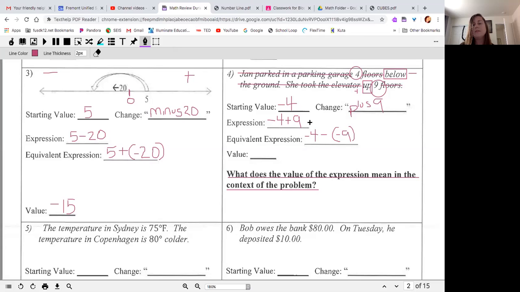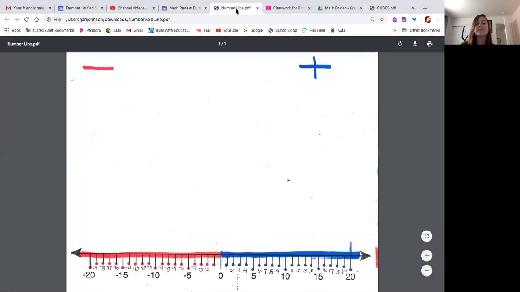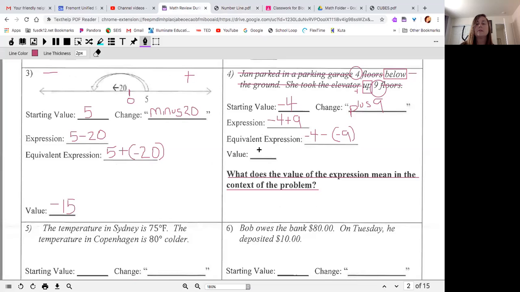So if I have negative 4 and I'm adding 9, what's my answer going to be? Start at negative 4 and we're going to the right, to the blue side. 9 times: 1, 2, 3, 4, 5, 6, 7, 8, 9. My answer is 5. 5 floors. So the value is 5. What does the value of the expression mean in the context of the problem?